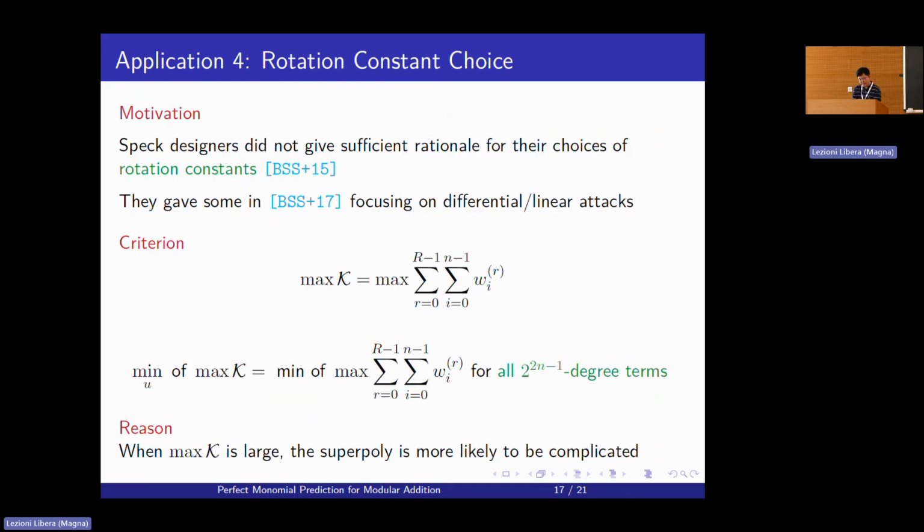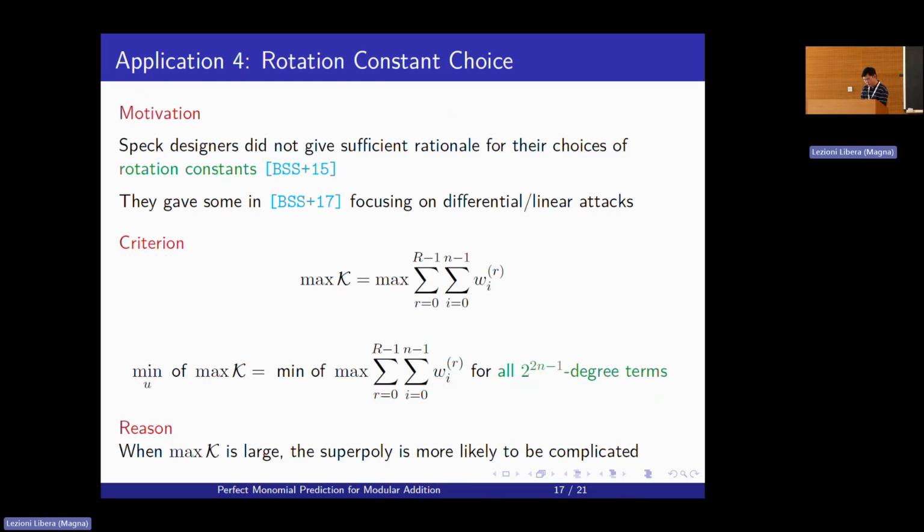So the last application is a discussion on the rotation constant choice for the Speck family. It is well known that Speck designers did not give sufficient rationales for their choices of rotation constants in their original paper. Although later they gave some reasons for their choices, they focused on the differential and linear attacks. Of course, differential and linear attacks are the most threatening attacks for ciphers like Speck. But here we still want to give some criteria for the resistance against the integral attacks.